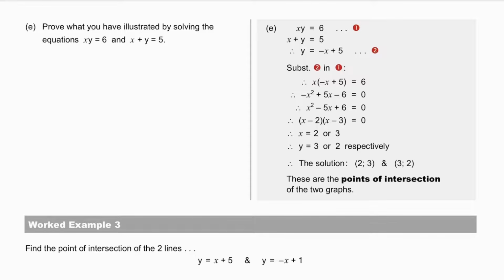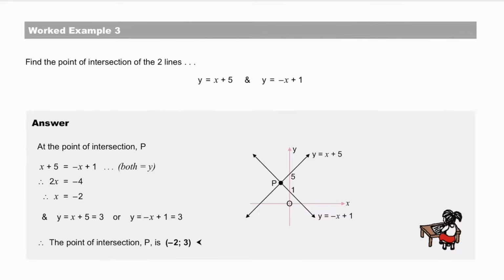Now try worked example 3 and pause to answer this question. Pause to check your answer. Once again, simultaneous equations, meaning they have to be true at the same time. And so when solving the equations, we found the point (-2, 3).